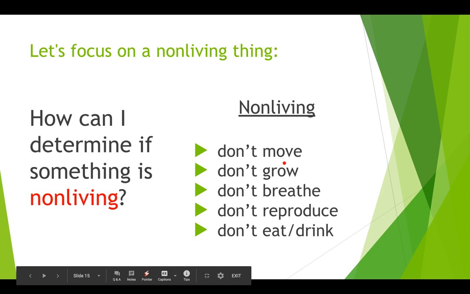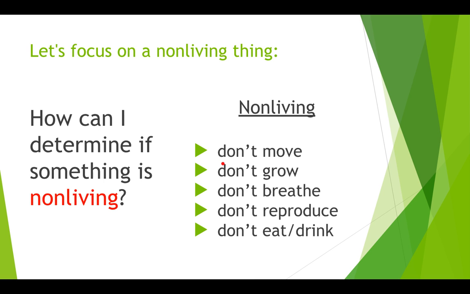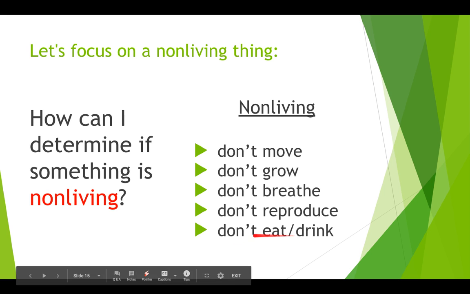The first one is they don't move. So non-living things, they just don't move. They're stationary until you move them. So they kind of just stay by themselves. Non-living things also don't grow. They don't grow like you and me. So they don't get bigger or smaller, they just don't grow. Then we have non-living things, they don't breathe, they don't need air. So that's a big one for non-living things. And then also non-living things don't reproduce or make more of themselves and they don't eat or drink.